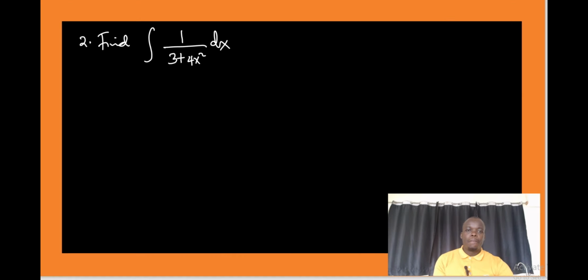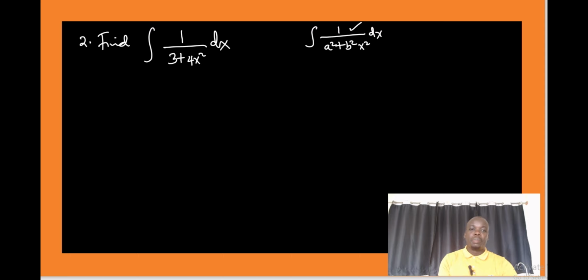Okay, now for number 2, they're telling us to find the integral of 1 over 3 plus 4x squared with respect to x. Please, you just need to know the form. We are still maintaining our form, and that form, as I talked about earlier, must strictly be of the form 1 over a squared plus b squared x squared with respect to x. So look at the characteristics of this function we are integrating.